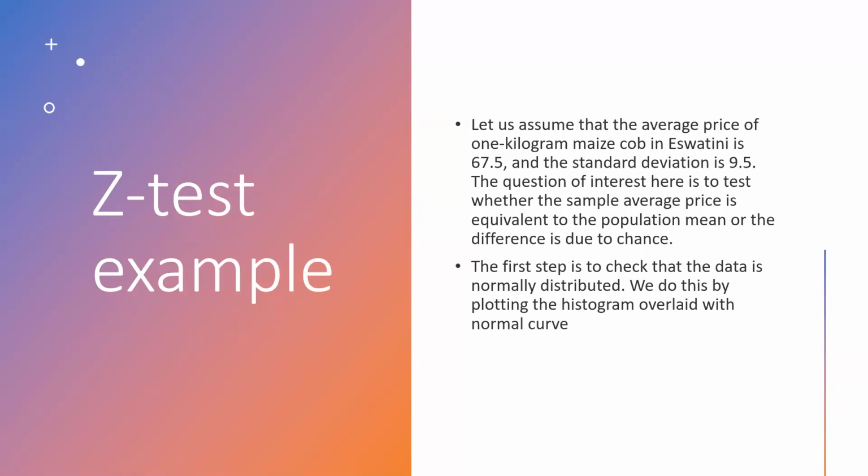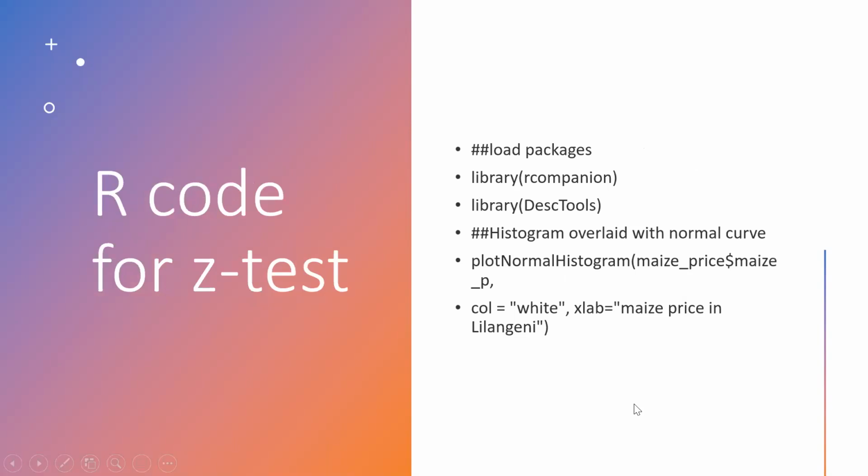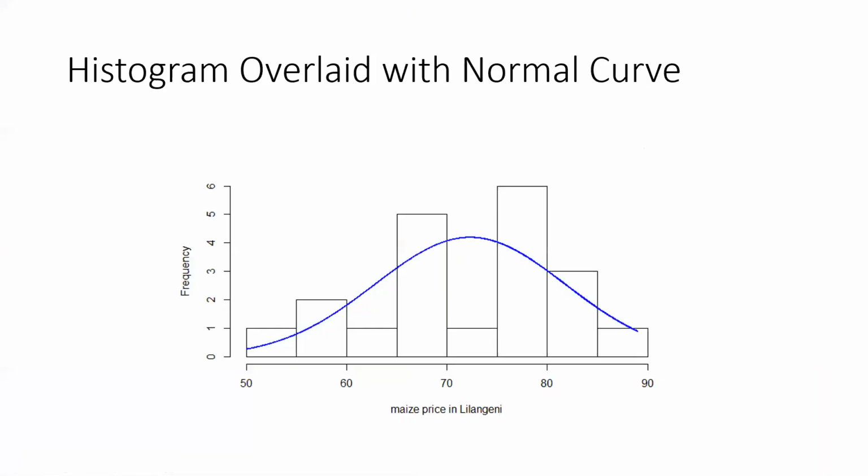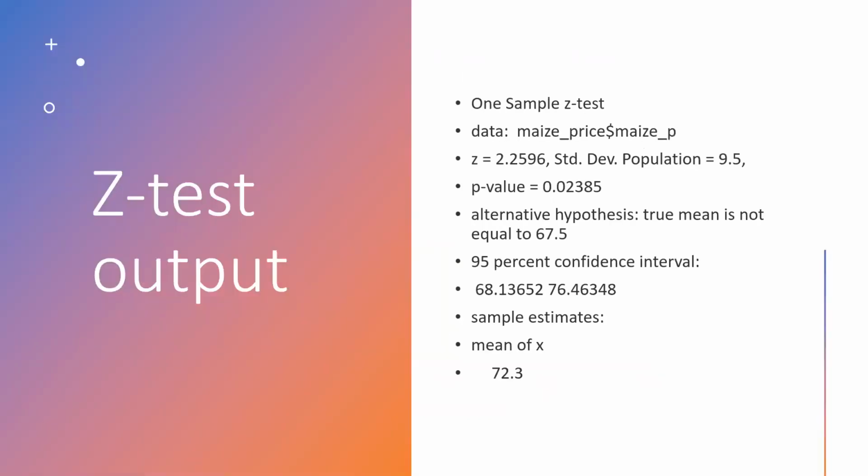The first step is to check that the data is normally distributed, and we do this by plotting the histogram overlaid with a normal curve. This is the R code which I've just shown. This is the histogram overlaid with normal curve that we have just considered, and this is the output which I was trying to explain here. So it's very straightforward.